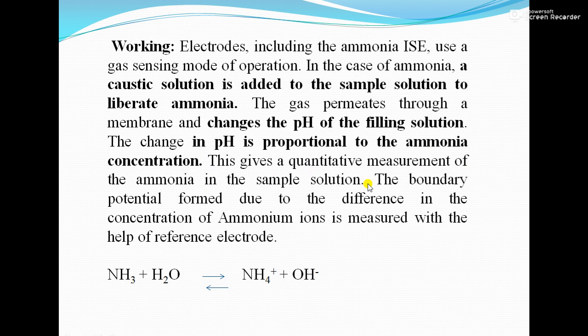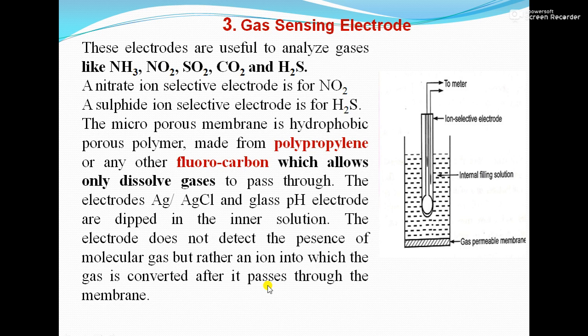The boundary potential formed due to the difference in the concentration of ammonium ion is measured with the help of the reference electrode. As I mentioned earlier, we are not going to measure the electrode potential of molecular gas. We are going to measure it for ions. So this will pass through this membrane and that is called a gas sensing electrode.